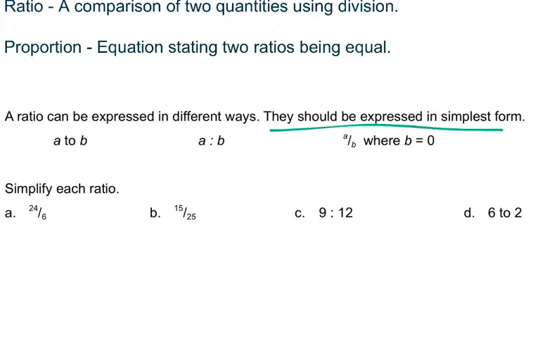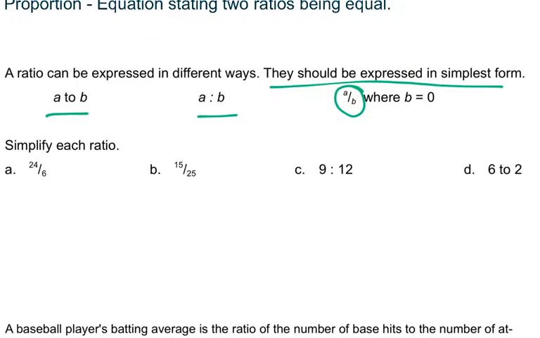So the three main ways you're going to see it is written like this, from A to B, A, and it gives you that whole colon there, and then as a fraction. Now, however it gives it to you, we're going to answer in that same format here. So here it says simplify each ratio. You have 24 over 6.